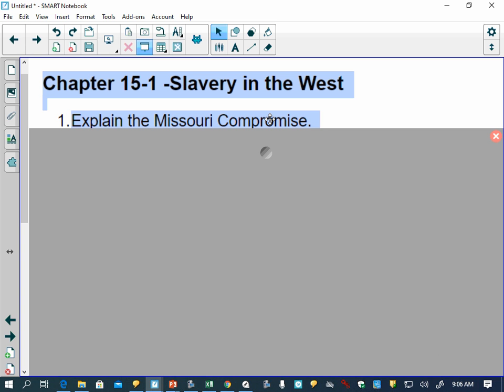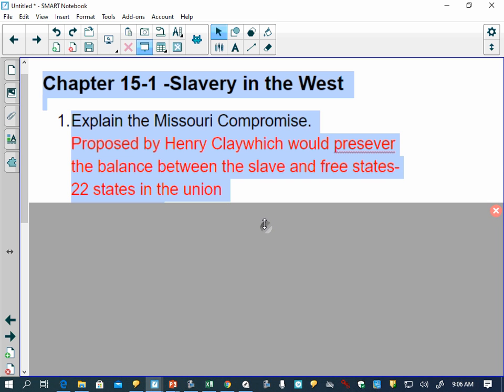So if we're looking at the Missouri Compromise, I'll pull this down here. These were some of the things that you could include. It was proposed by a guy named Henry Clay, which would preserve the balance between the slave states and the free states. At this point, we had 22 states in the Union. So the issue would be what to do with Missouri.